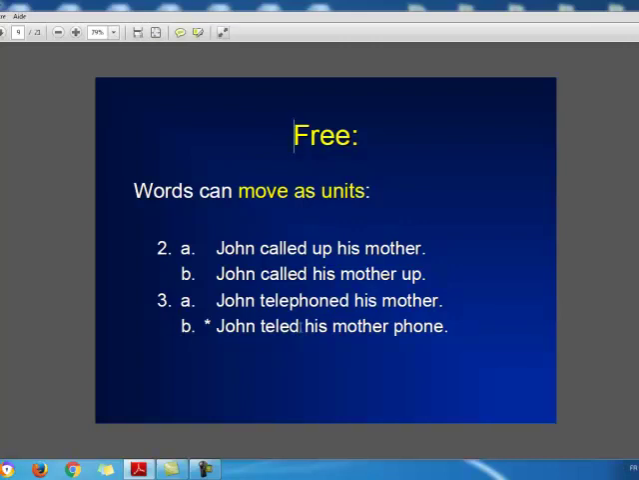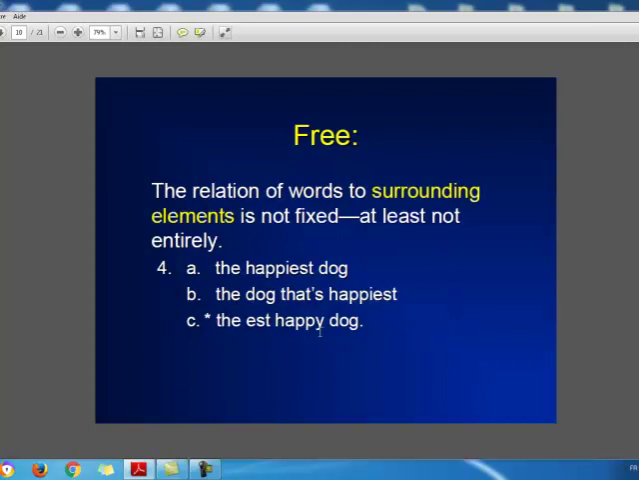But if we break it further, we are going to obtain "told". It's not possible. And "found", okay, so the two cannot be broken further, and we cannot insert something inside them here. Okay. Now, still concerning the notion of being free, we can say the relation of words to surrounding elements is not fixed, at least not entirely.